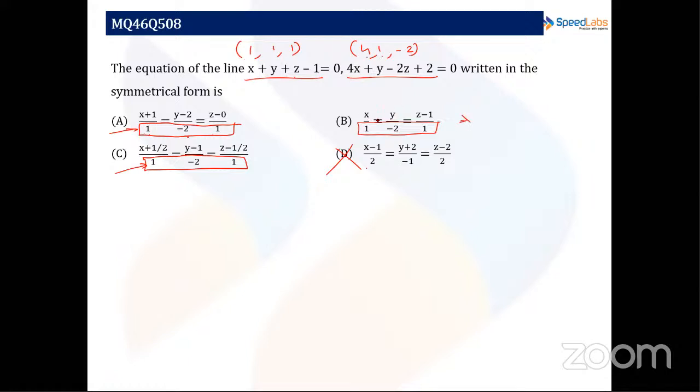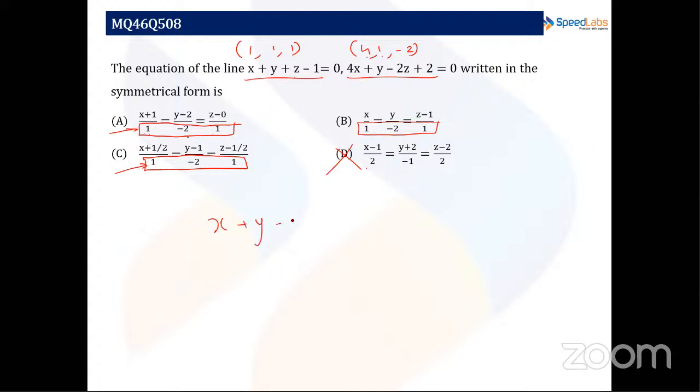So for this one, the point of this line is, okay, the point you need to find, because it is not mandatory that the line should satisfy that point. So from this, our direction ratios are clear. Let's go for the point.